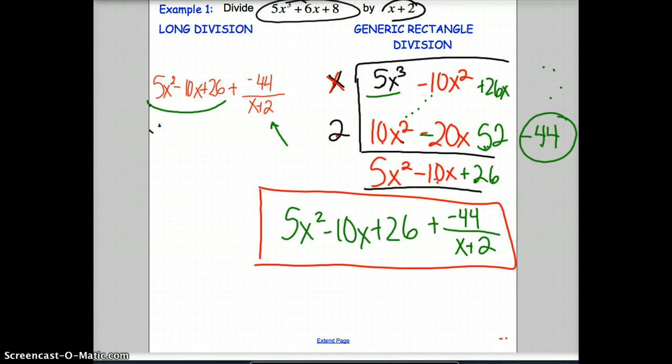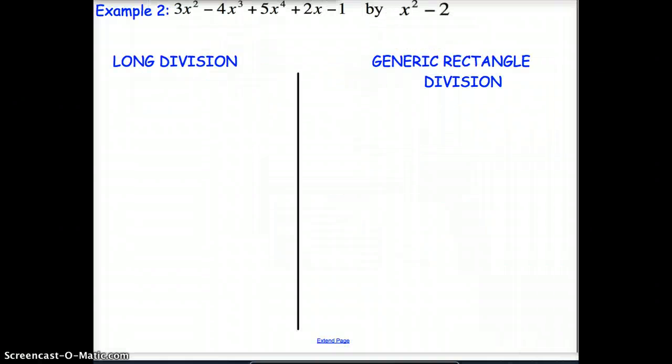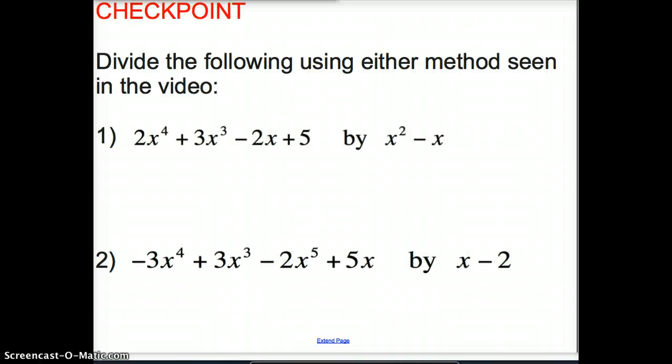So these methods both work. Long division might seem a little crazy because you haven't done it in a long time, but the generic rectangles are definitely an option. So I'm going to give you a chance to try this with your checkpoints. Okay, try number 1, and then number 2 might get a little bit tricky. But here they are, and give them your best shot. I'm sorry, number 2 might be easy, and number 1 might get a little tricky.